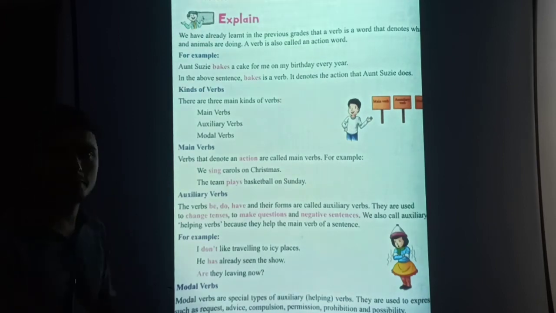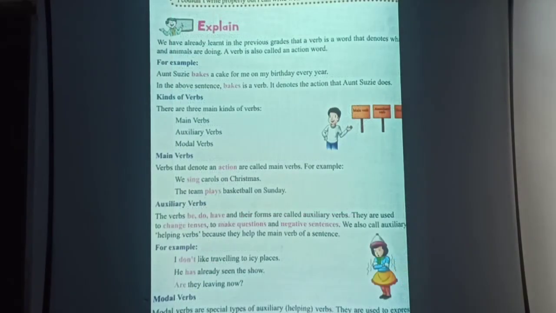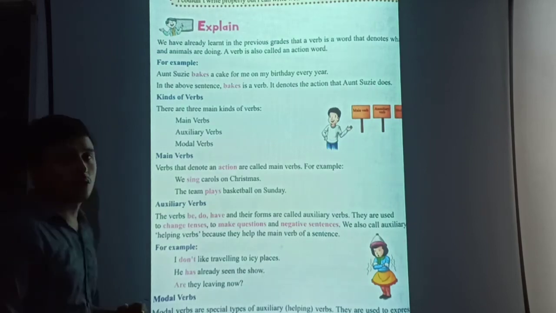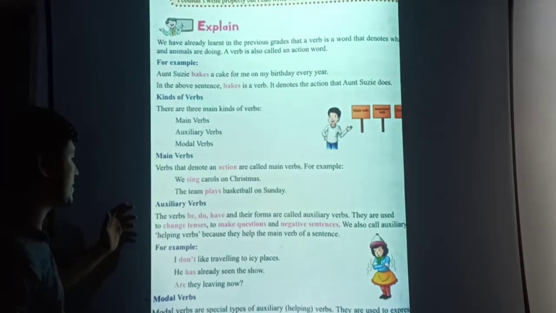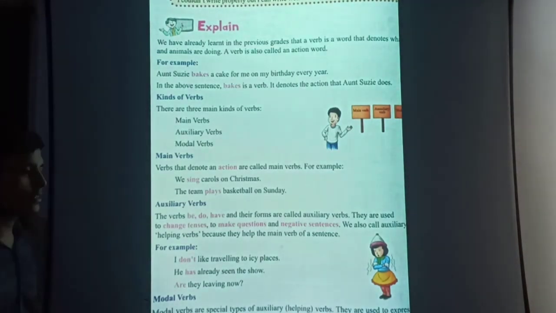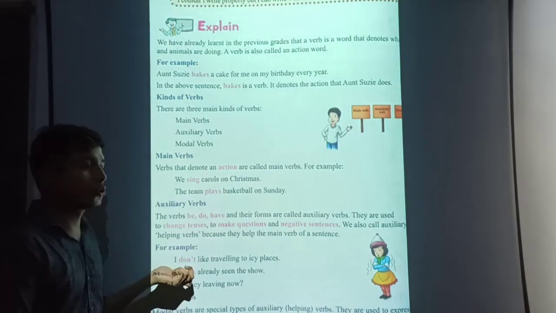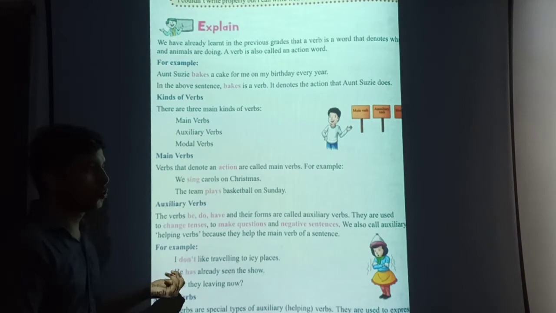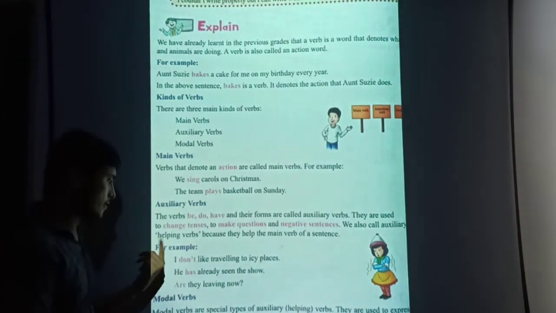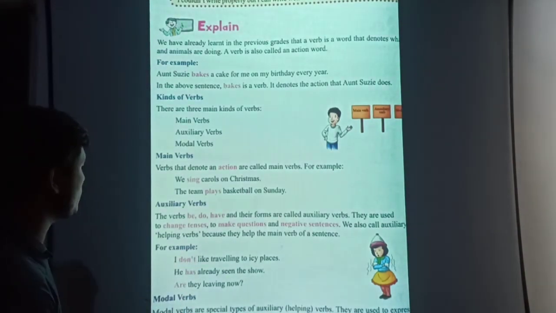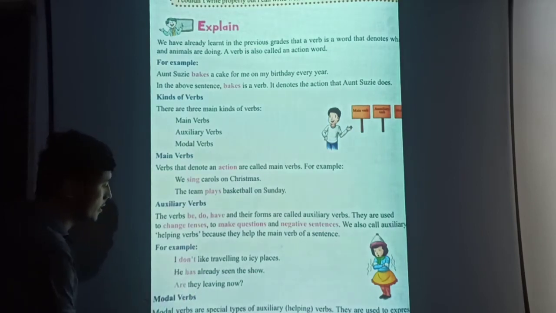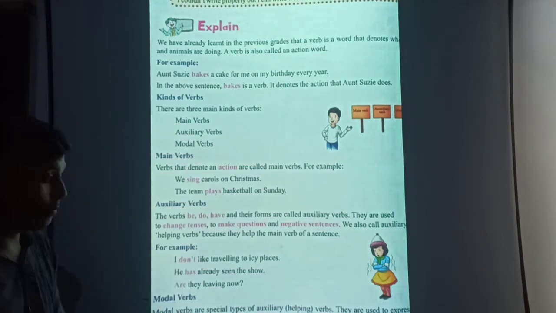Let's talk about the examples, students. Let's look at examples of helping verbs in sentences. In the first sentence, the highlighted word is don't, which is a short form of do not. I don't like traveling to icy places. Again, it is a helping verb, which is helping the main verb in the sentence.